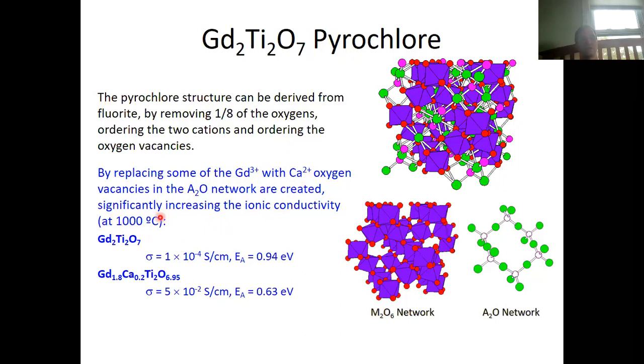So at 1000 degrees Celsius, the undoped gadolinium 2 titanium 2 O7 has a conductivity of 1 × 10⁻⁴ Siemens per centimeter, and the activation barrier for the oxide ions to hop is 0.94 electron volts. If you replace some of the gadoliniums by calcium, then the conductivity jumps to 5 × 10⁻² Siemens per centimeter, and the activation barrier is lowered, because of the introduction of the additional defects, to 0.63 electron volts.